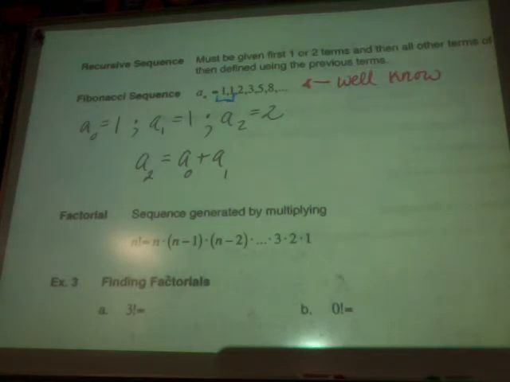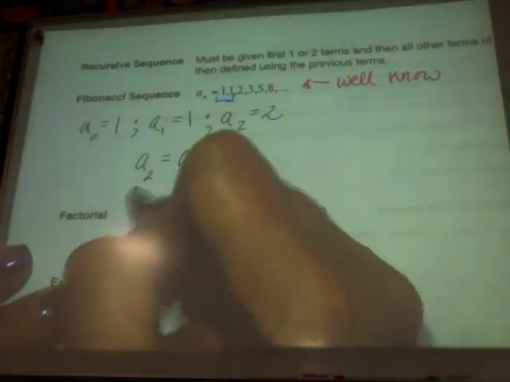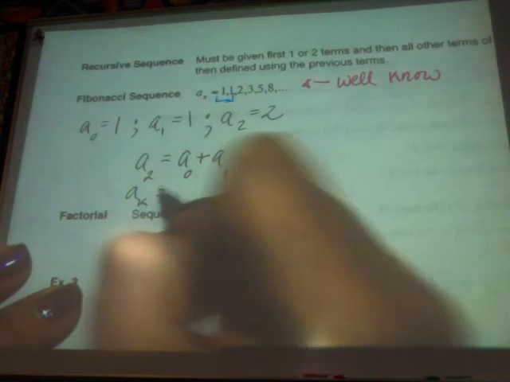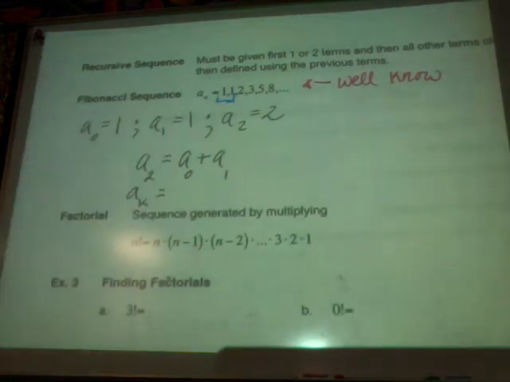Let's break this into, they like to use k in your textbook for the subscript. I don't care if you use n or k, it doesn't matter to me. If you want to use n, that's fine. I'm going to break back into k because that's what your textbook does, and you're going to see it in your answers. So what if I said that this was a sub k instead of 2? Just a generic a sub k.